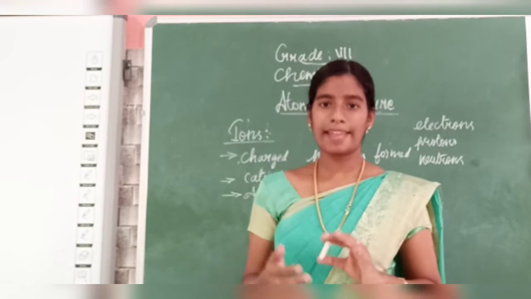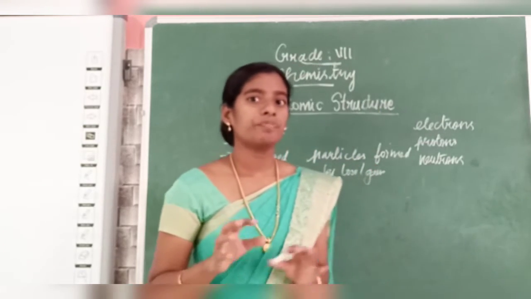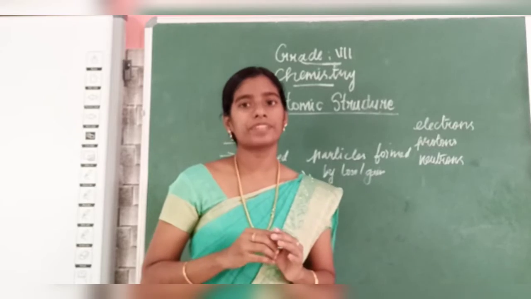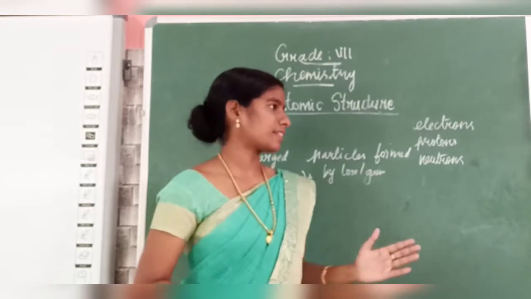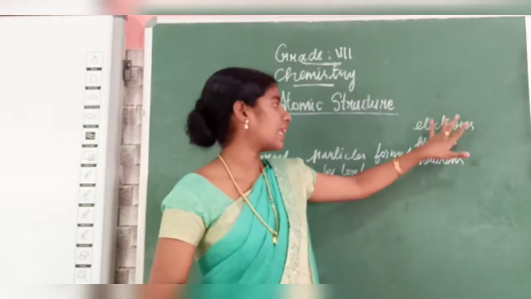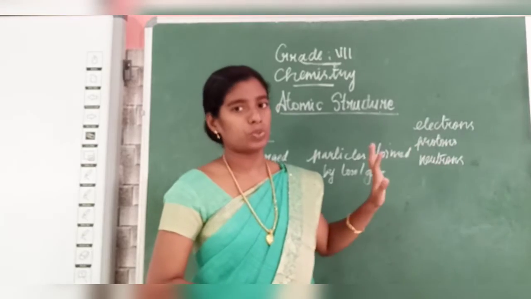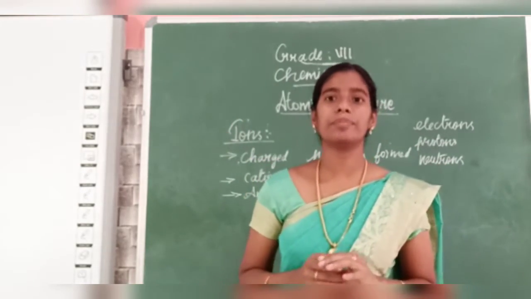Next is ions. What's an ion? Before that, we know that an atom is a basic unit and basically we cannot divide an atom, but still this atom has 3 particles: electrons, protons and neutrons. What does ion mean?